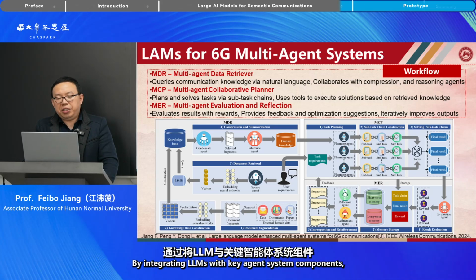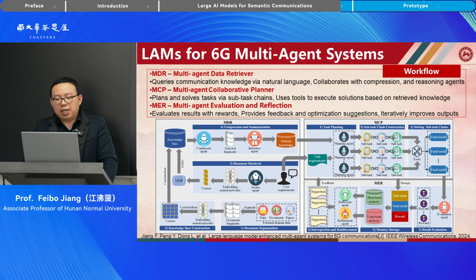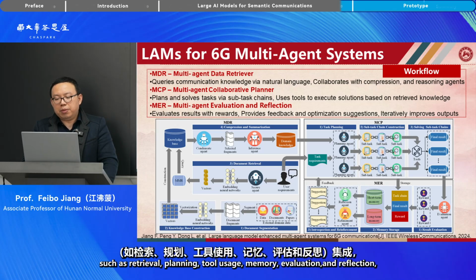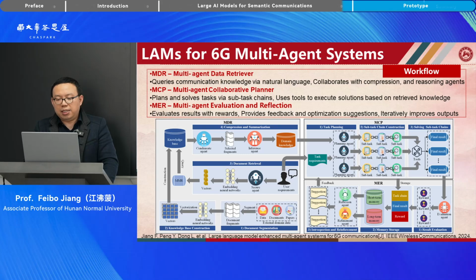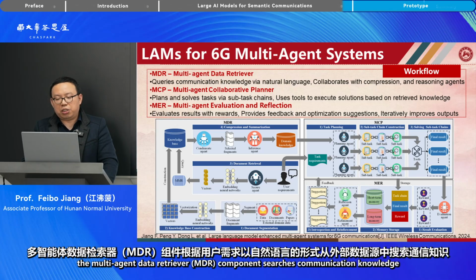By integrating LLMs with key agent system components, such as retrieving, planning, tool usage, memory, evaluation, and reflection, their usefulness and effectiveness in 6G communication scenes can be substantially enhanced. First, the MDR component searches communication knowledge from outside data sources in natural language according to user requirements.